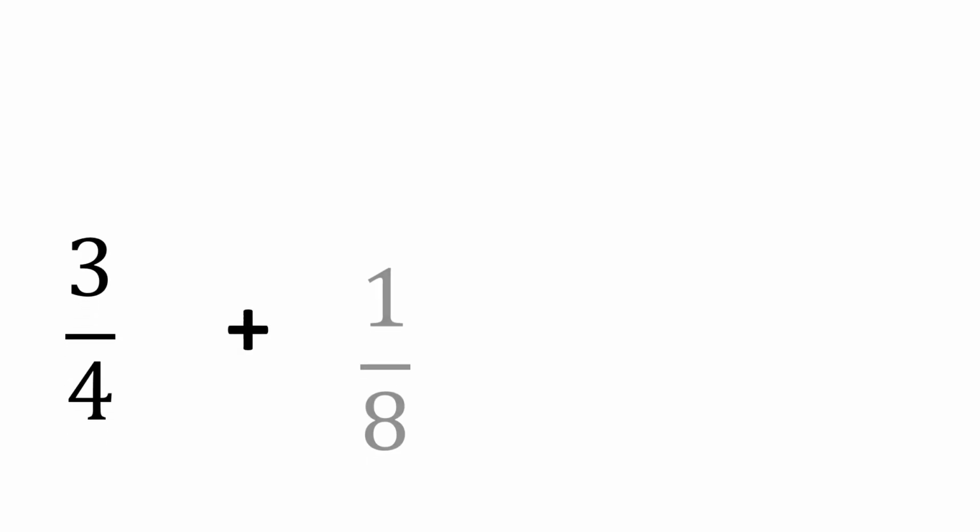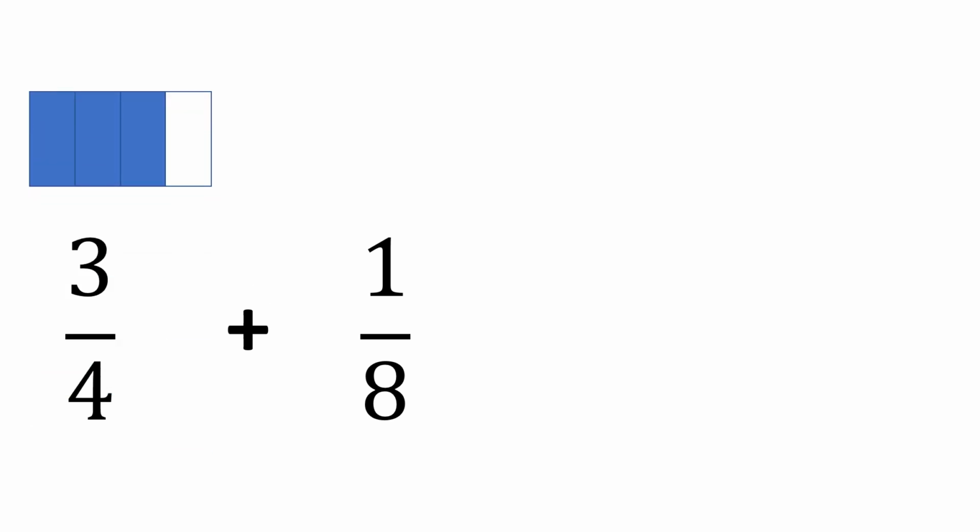Another example, 3/4 plus 1/8. This time, the denominators are not the same. But this is not that hard because 8 is a multiple of 4. That means we can just multiply the 3/4 by 2 to make it the same denominator. So, before that, let's look first at the figure.